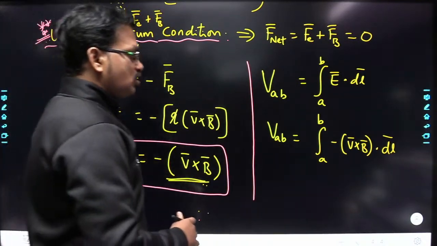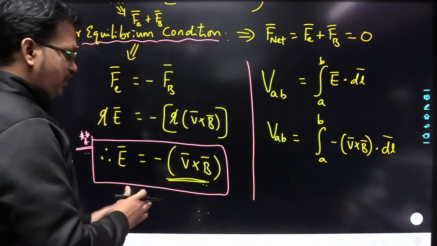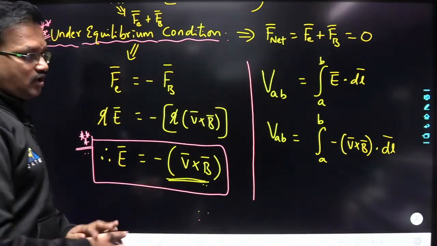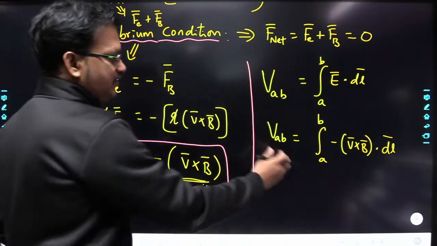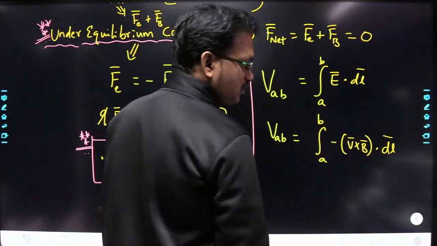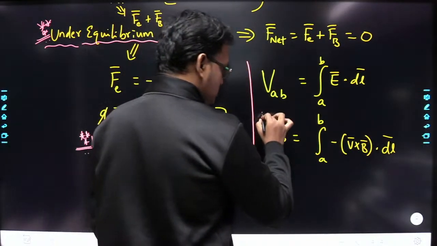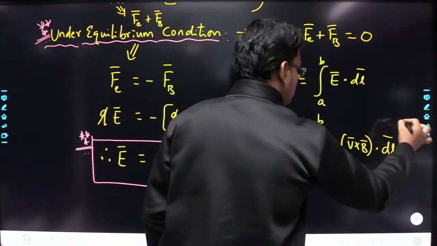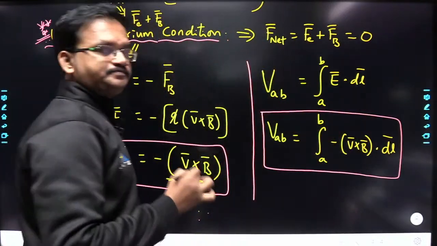So VAB is equal to what? We have derived this formula here. So VAB can be written as the integral from A to B of minus (V bar cross B bar) dot DL bar. Understood? So you can directly use this formula.